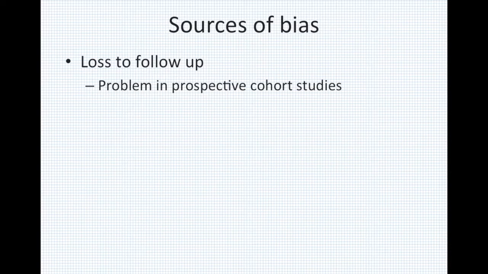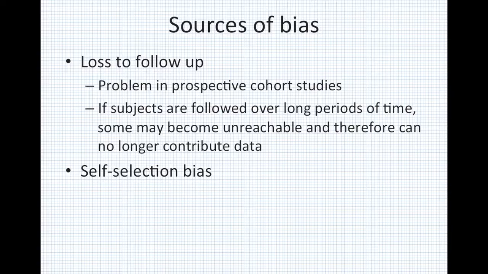Let's talk about sources of bias. Loss to follow-up can be a major problem in prospective cohort studies. Because subjects are followed over such a long period of time, there is a lot of time for subjects to become unreachable and therefore unable to contribute any more data. Self-selection bias is closely related to loss to follow-up. Self-selection bias means that subjects self-select into a group that can cause some sort of bias within the study.